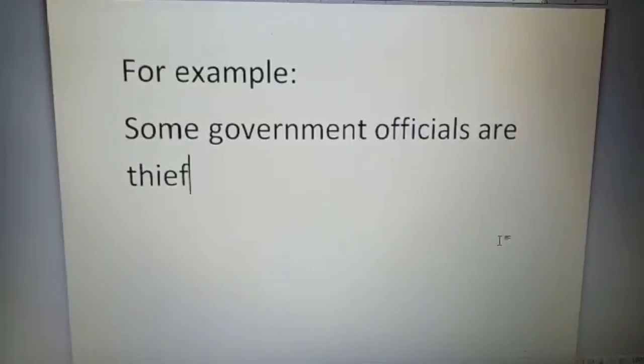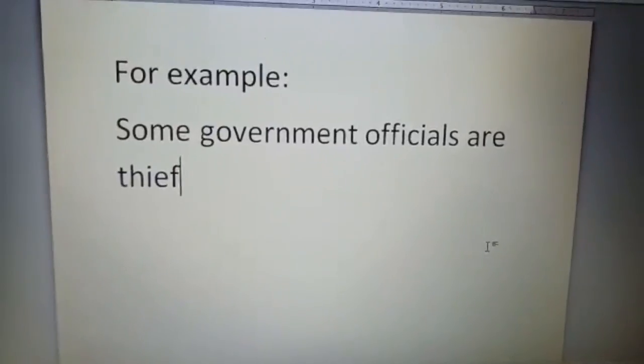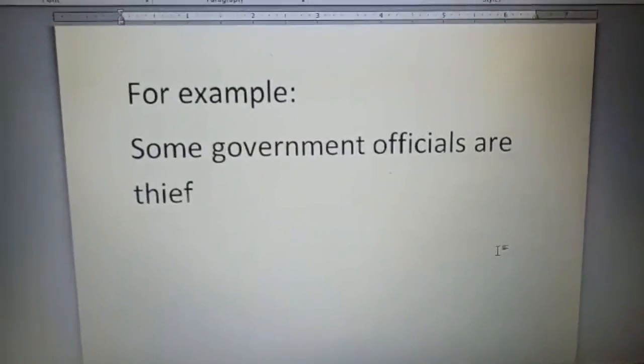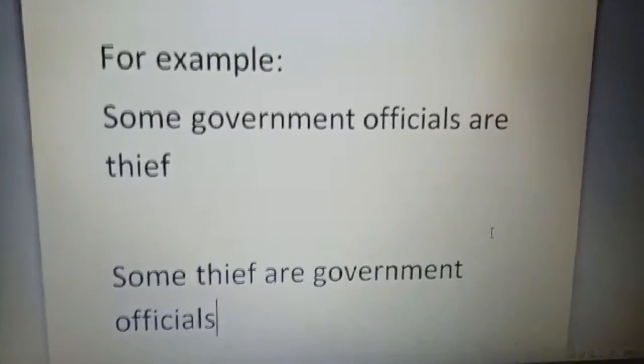So the inversion is, conversion is stating the truth of the proposition by interchanging the subject and the predicate without overextending the original proposition of the quantity of either of the terms. The original proposition to be converted is called the convertent, while the resulting statement is called the converse. So here's the example of a convertent. Some government officials are thieves. So once it is converted into converse, it will become some thieves are government officials.